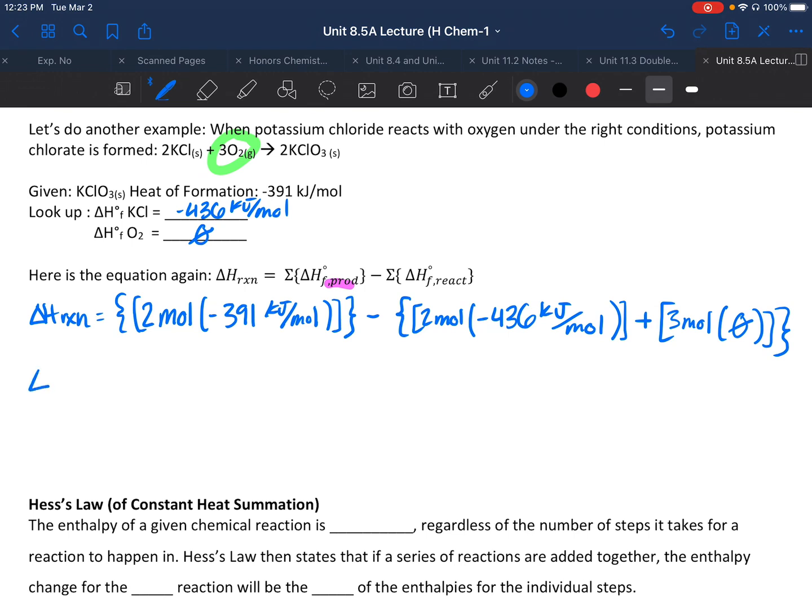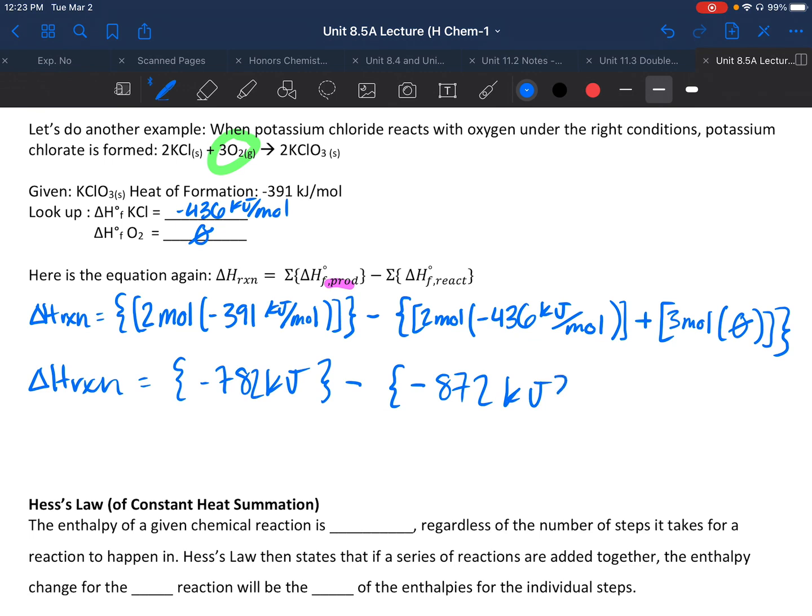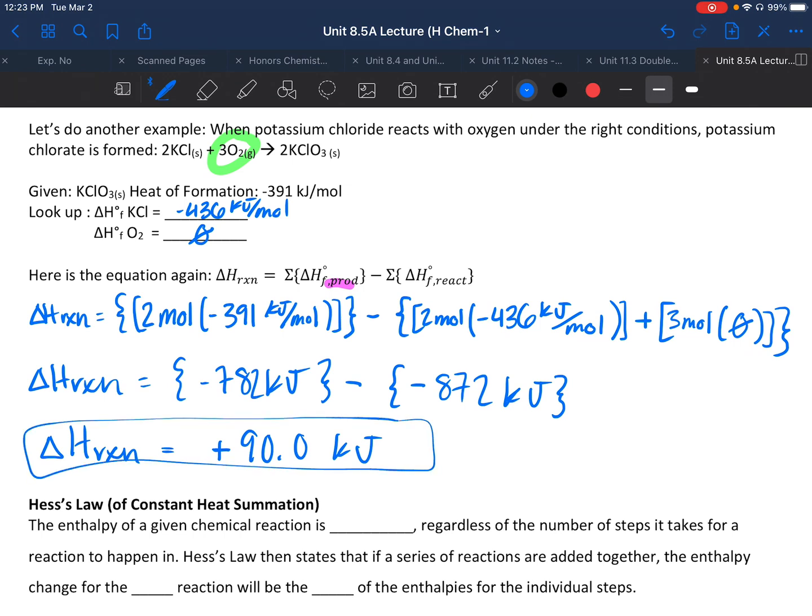And so again, if we take that step to simplify our terms, you will get that our products come out to be negative 782 kilojoules minus a negative 872 kilojoules. And so you get that our delta H of our reaction is equal to a positive 90 kilojoules. Okay, so that was one additional way we can figure out delta H.